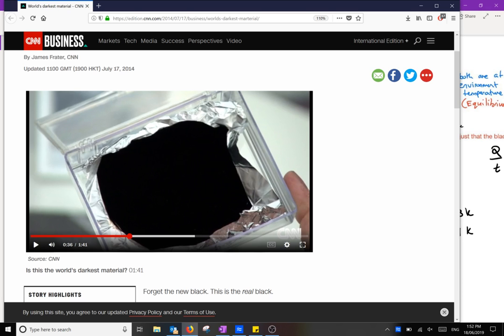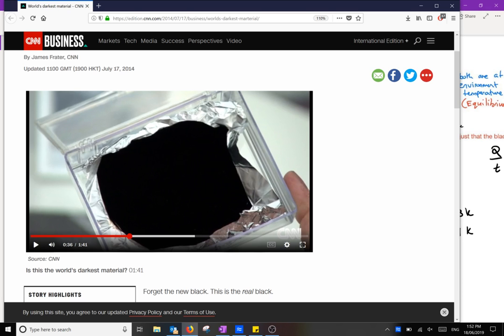But with Vantablack, you see nothing. Nothing is reflected off, and so you cannot make out any shape. So when objects reflect light, you can see them. Emit light, you can see it. When they absorb everything, you can't see anything. But then they have to emit it, right?